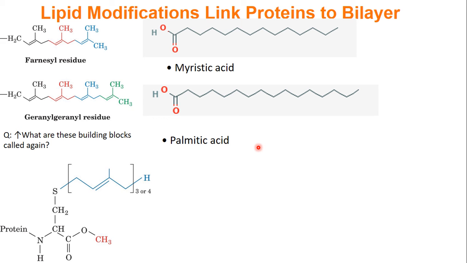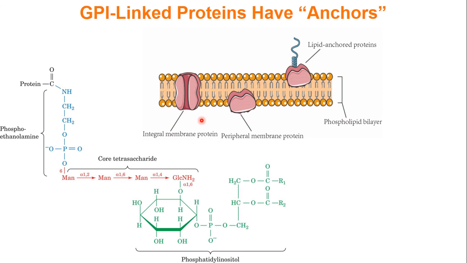So modifications to the lipids in your plasma membrane can help link your proteins to the membrane. So you have myristic acid and palmitic acid as two types of linkers. Here, what are these building blocks called again? These are isoprene units for different types of modifications. GPI linked proteins have lipid anchors, so they're associated to the membrane through a lipid.